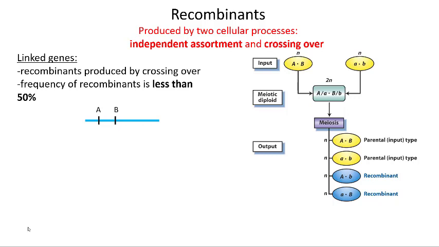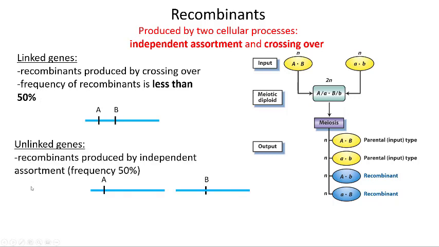So to summarize, when we have genes that are linked, that means they are fairly close on the same chromosome. The frequency of recombinant progeny is less than 50% when we cross a dihybrid to a tester. The way that you can get some recombinants is by a crossing over event between those two genes that are being investigated. So crossing over is the way that we can produce recombinants when we have linked genes.